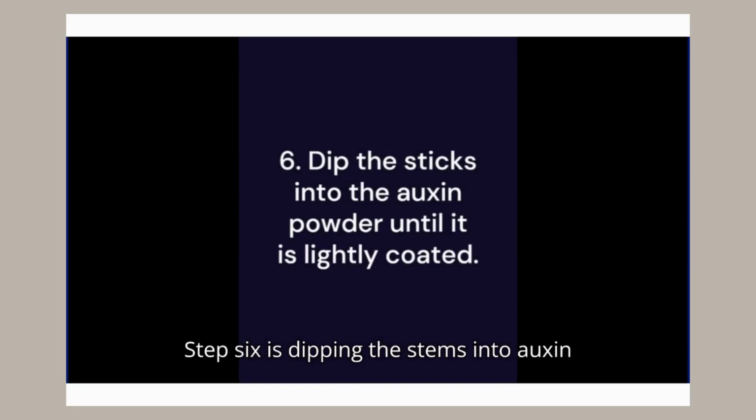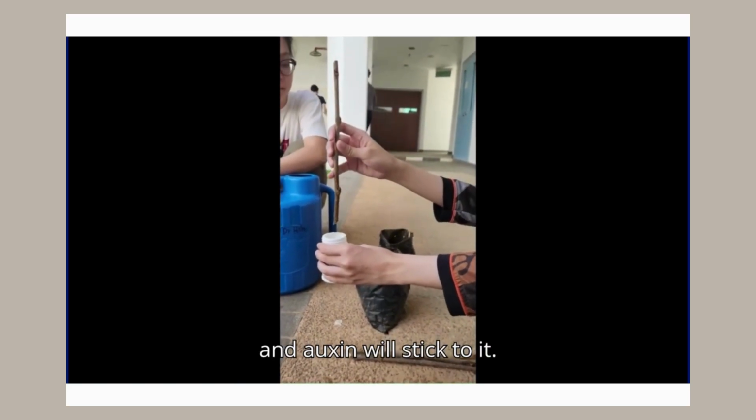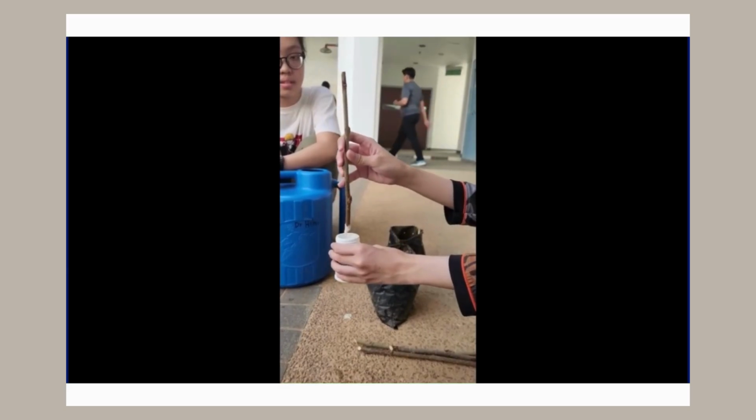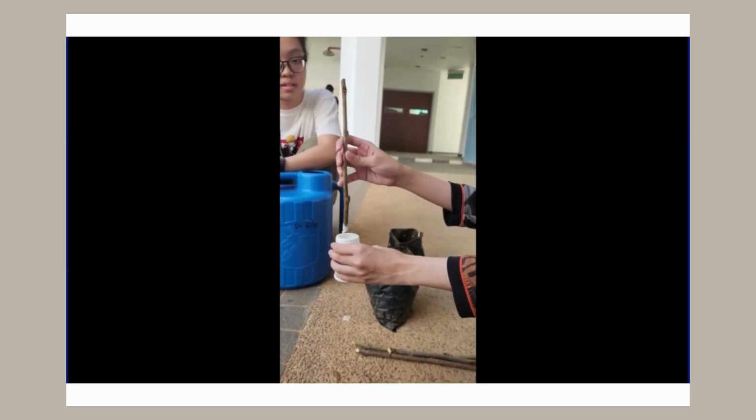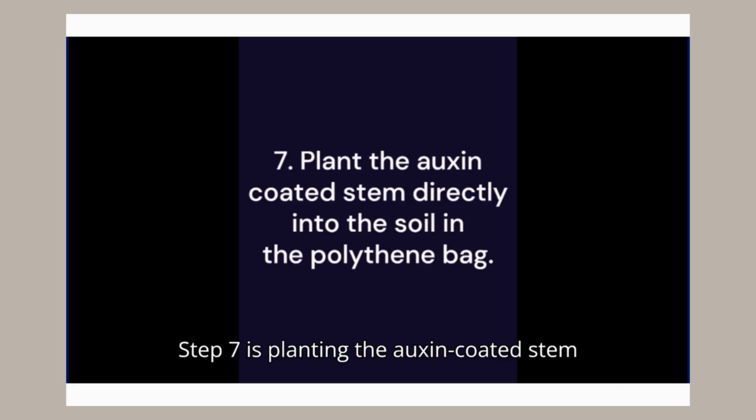Step 6 is dipping the stems into auxin powder until it is lightly coated. The bottom end of the stem is wet, so the auxin will stick to it. Step 7 is planting the auxin-coated stem directly into the soil in the polyethylene bag.